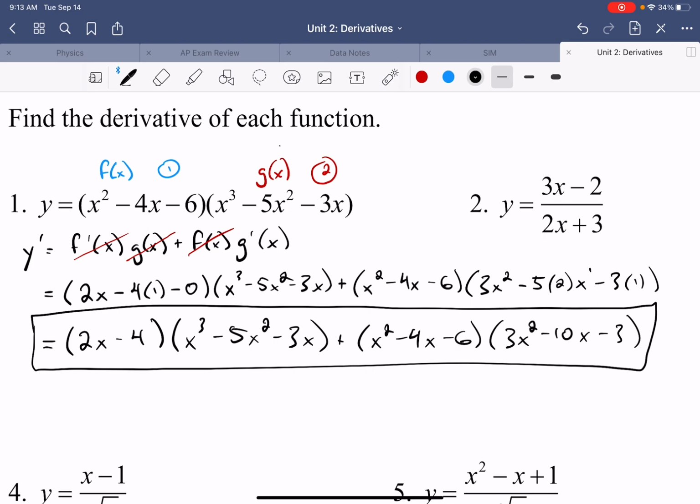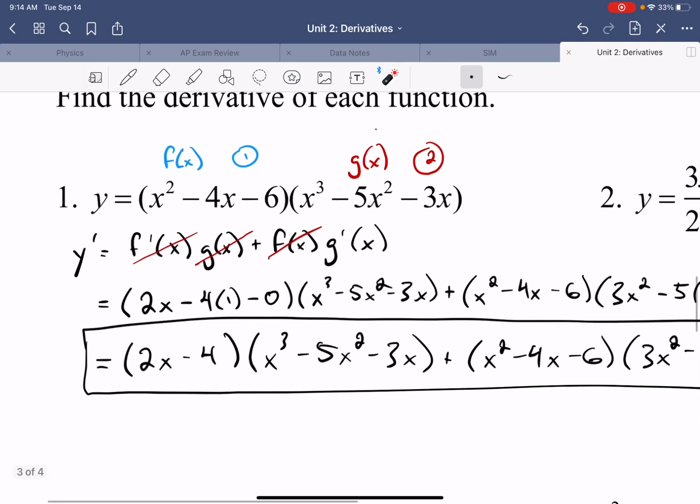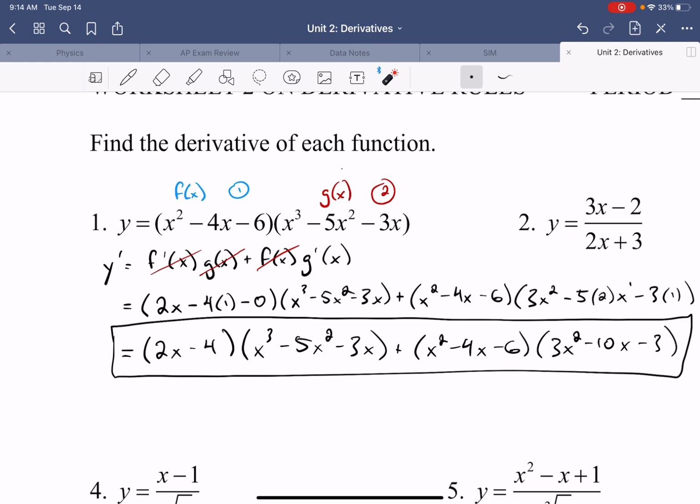So you might notice, going back to the original problem, that you could have actually multiplied all of this out. So you could have multiplied everything in this first parentheses with everything in the second parentheses, and then you could simplify that, and that would have given you an equation for y that you could have found the derivative of without having to actually use the product rule. So sometimes there is a way around the product rule. However, multiplying all this out would take you a lot longer than what we just did here for the product rule.